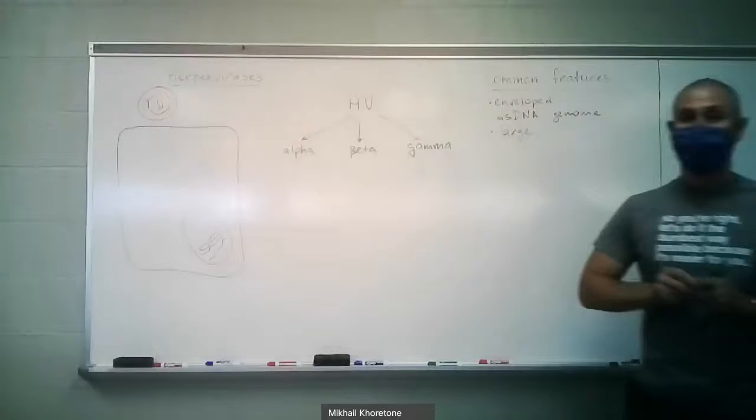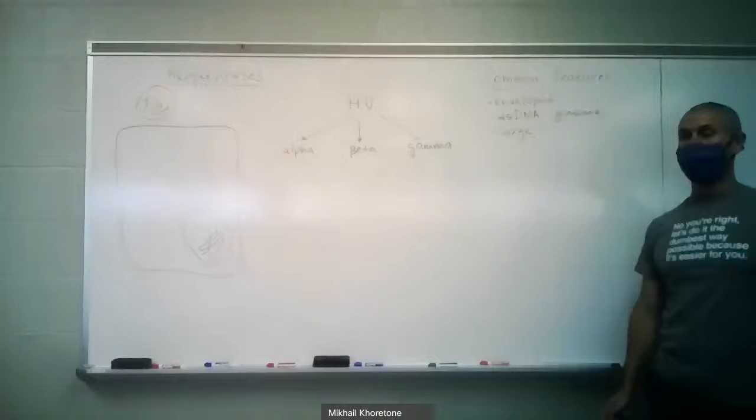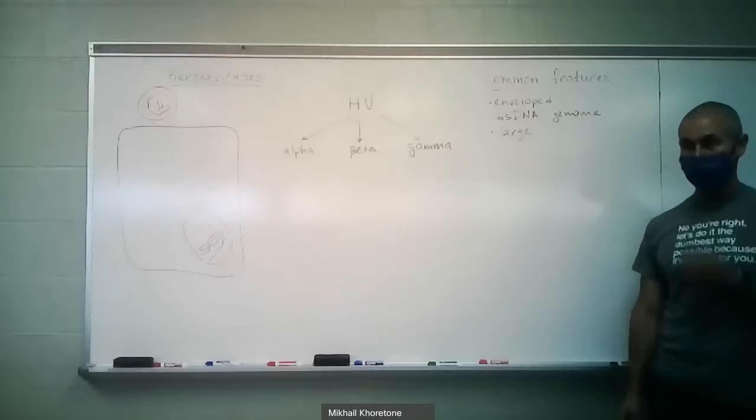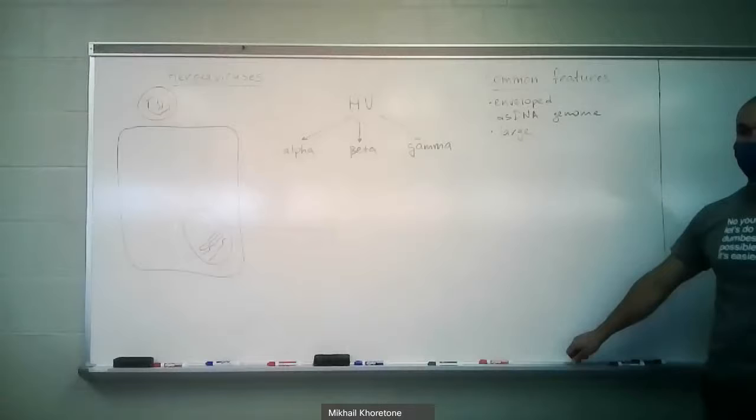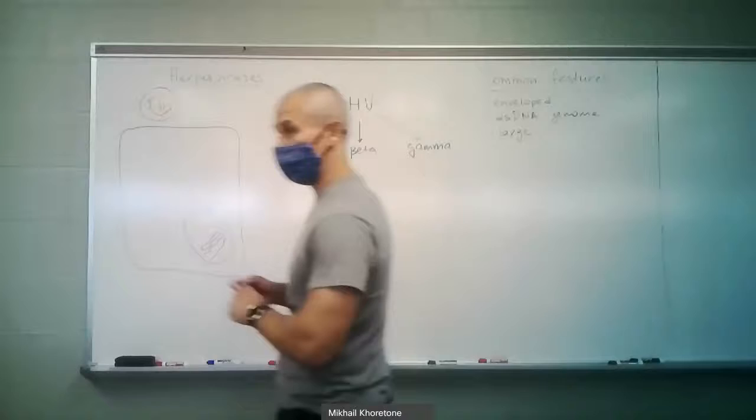Size-wise, not too large, say about 100 nanometers in diameter, but in terms of genome size, for instance, cytomegalovirus has the largest genome among all human viruses, more than 200,000 base pairs. So it accommodates, according to different estimations, from 140 to 180 genes. So the virus first has to bind to its receptor on the cell. This is imperative.